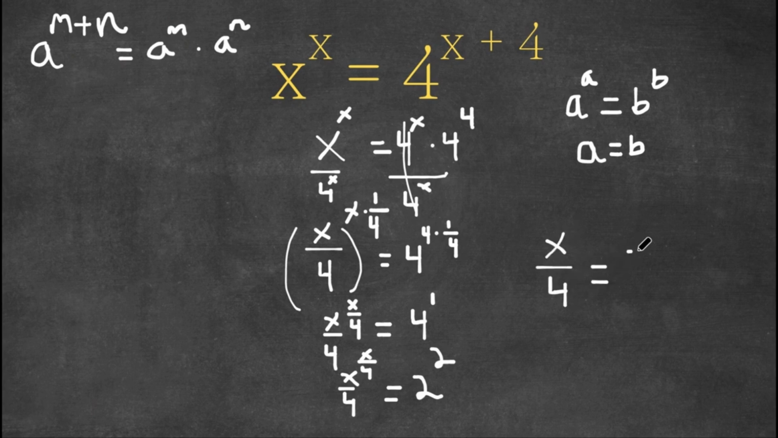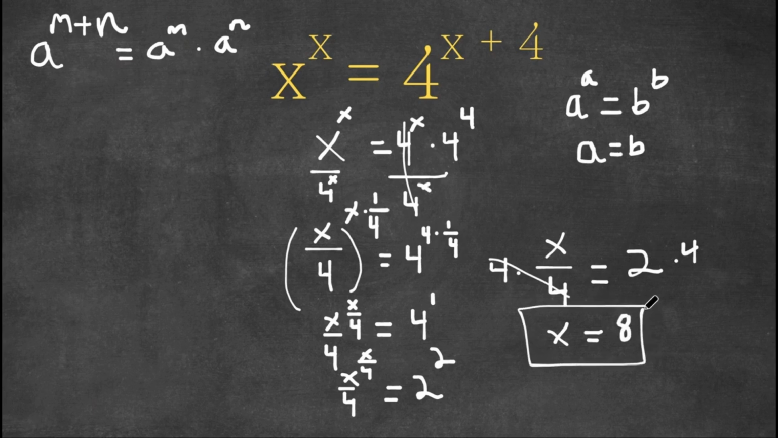equals 2. And now, as you can see, we have a simple equation. If we multiply both sides by 4, these two would cancel out and we would be left with x equals 2 times 4 is 8. So our answer is x equals 8.